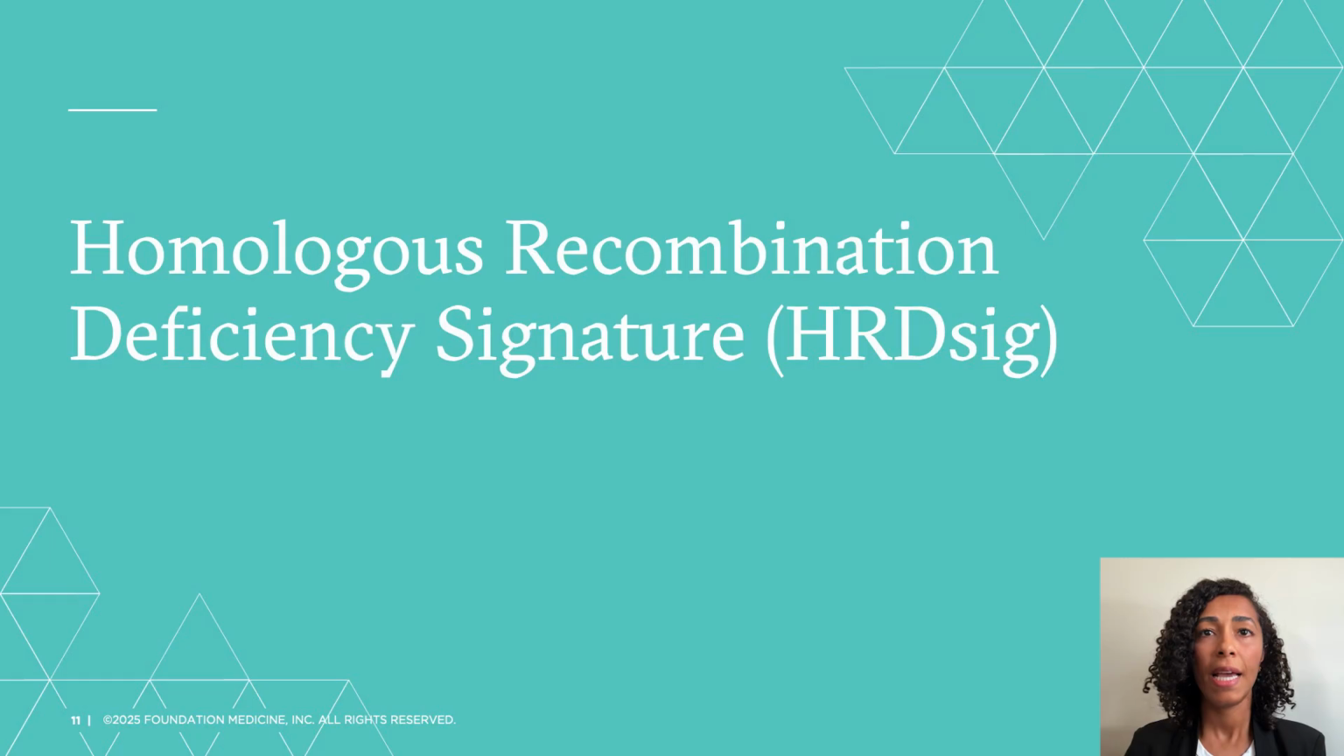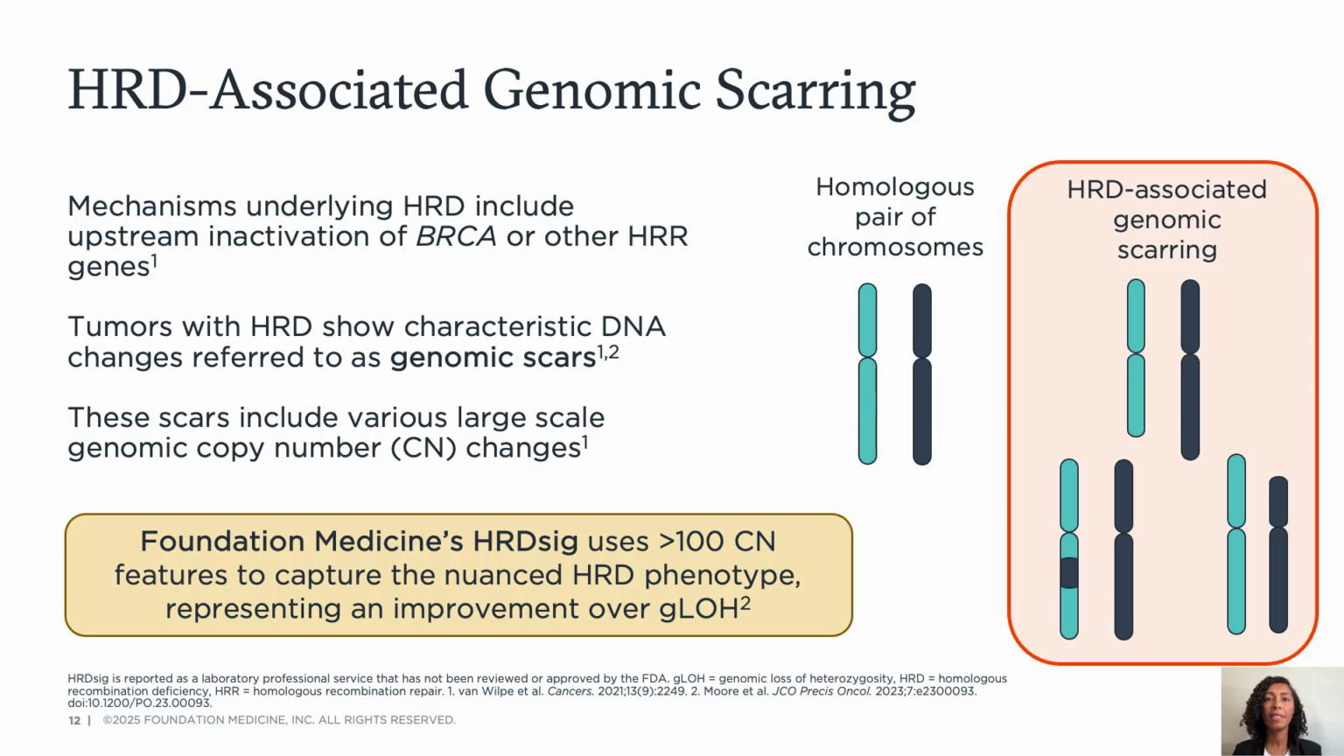And next, we'll review Foundation Medicine's homologous recombination deficiency signature, or HRD signature. Mechanisms underlying HRD include upstream inactivation of BRCA or other genes involved in homologous recombination repair. Tumors with HRD show characteristic DNA changes referred to as genomic scars. These scars include various large scale genomic copy number changes.